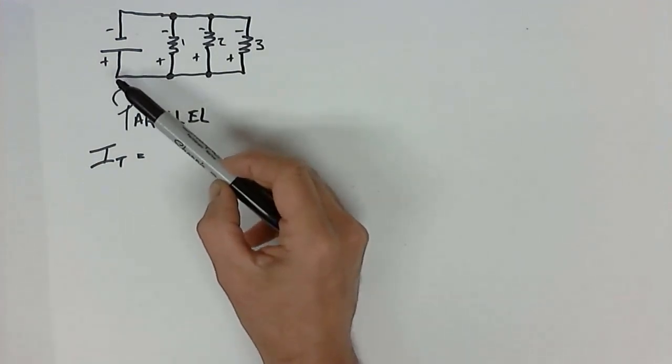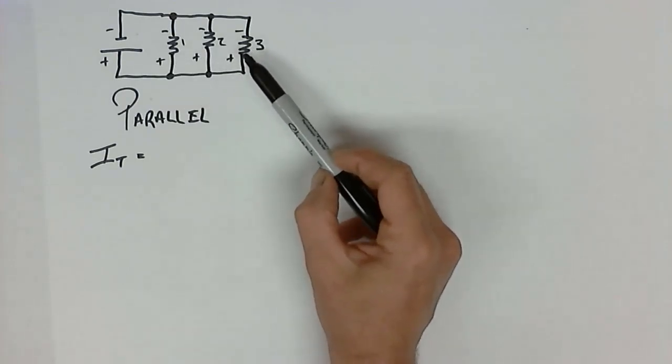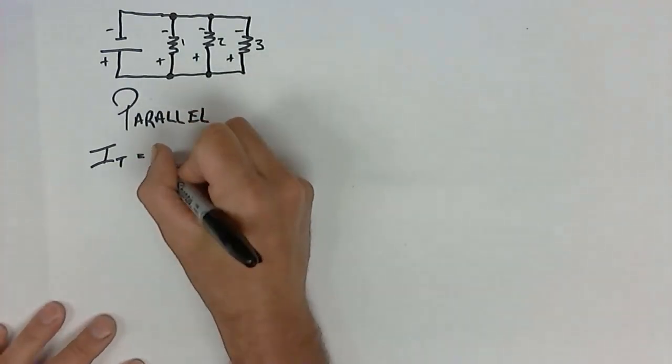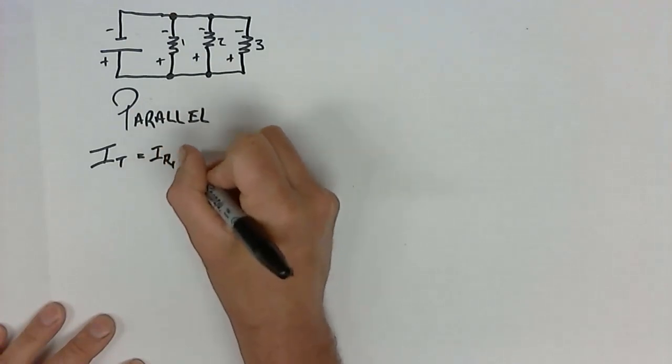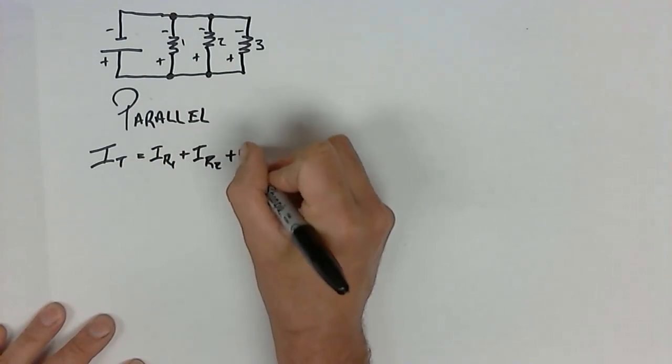And that kind of makes sense, because if you have 1, 2, 3 light bulbs, that's going to draw more current than if you only have 1. So I total is equal to I1 plus IR2 plus IR3.